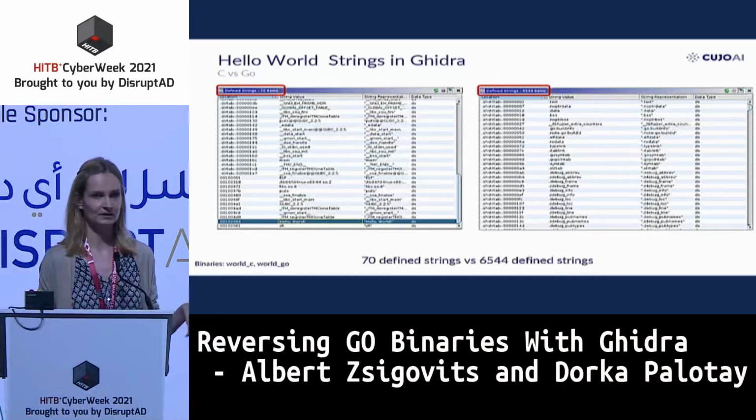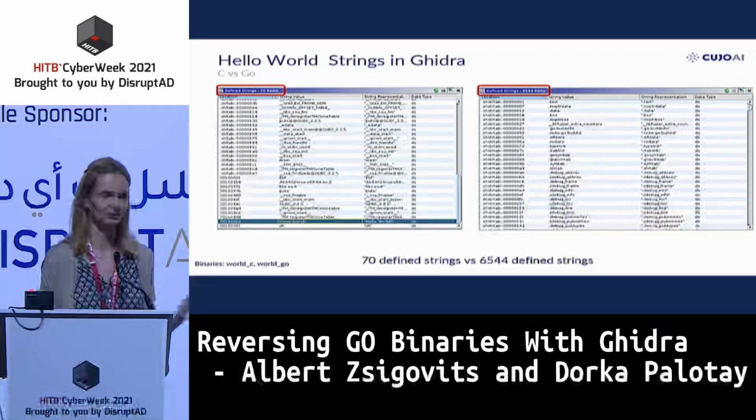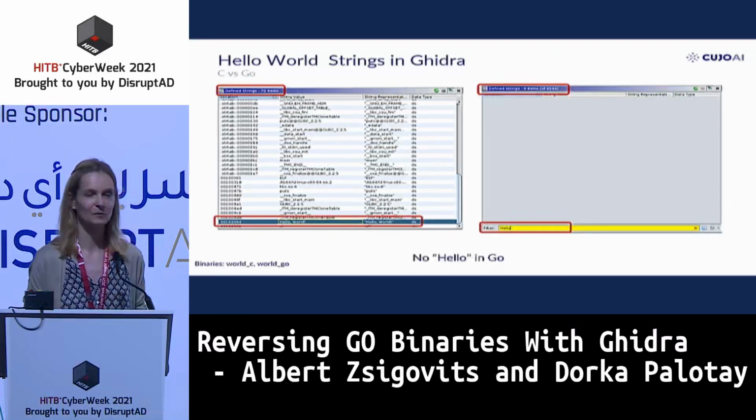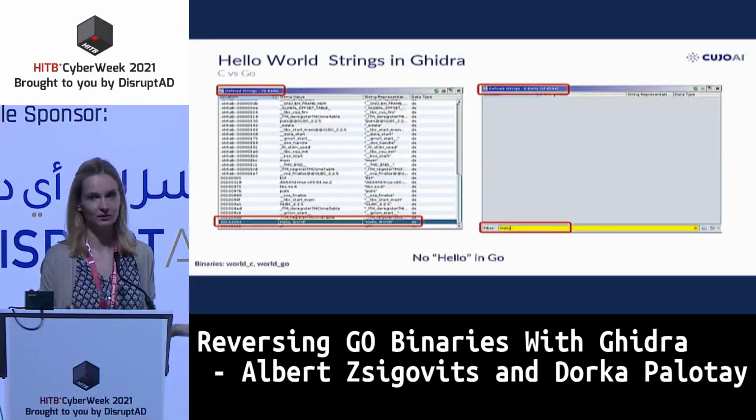And on the left side, you can see the C version, and on the right side, you can see the Go version. So while in C there are 7 defined strings, there are more than 6,000 in the Go version. So that's already a little bit difficult to go through all the 6,000 strings and try to figure out what is interesting for you. And what is even worse, this is the hello world binary, so we are looking for hello world, which is nicely visible in the C binary. But in Ghidra, even though there are more than 6,000 strings, it won't find hello world for you.